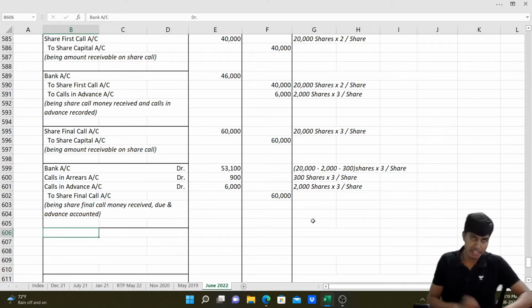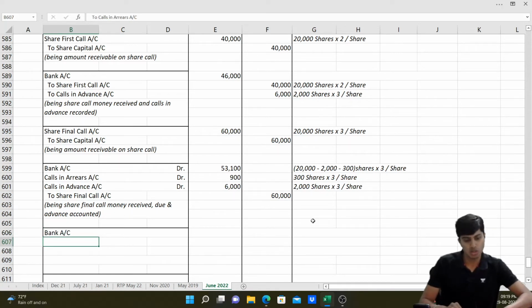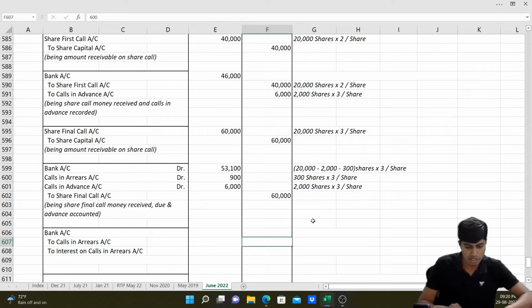And now we need to pay interest on calls in advance and receive interest on calls in arrears. First, let's write the entry for receipt of money. So we're going to receive money later. I'll write bank account debit to interest on calls in arrears. How much are we receiving as interest on calls in arrears? We're receiving calls money as well as calls in arrears money. Calls money is 900.